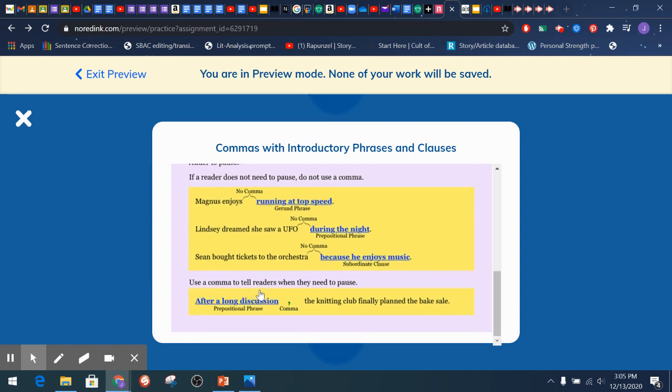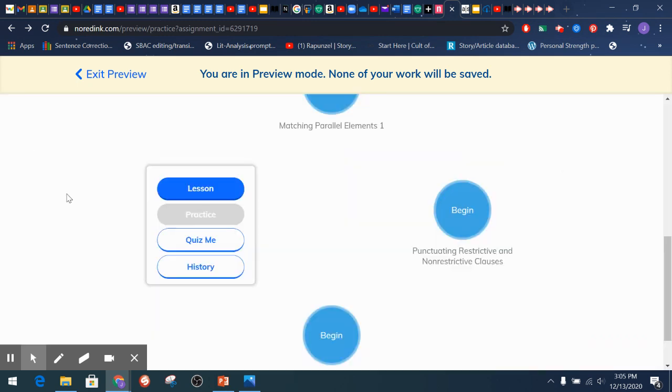So use the comma to tell readers when they need to pause. After the long discussion, comma, the knitting club had finally planned the bake sale. The knitting club finally planned the bake sale after long discussion does not need a comma.